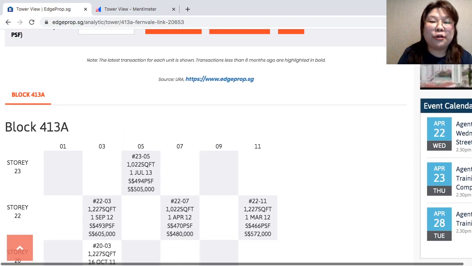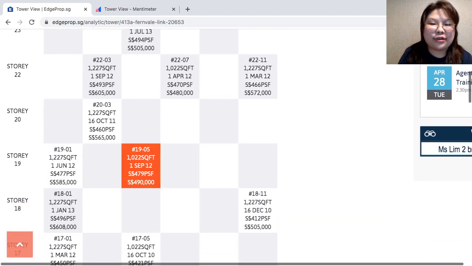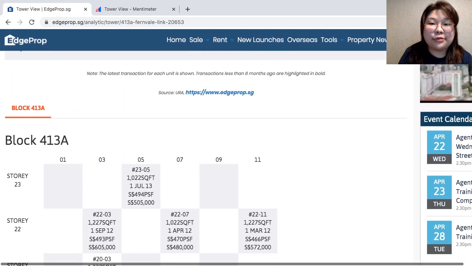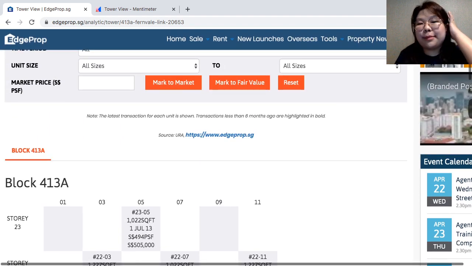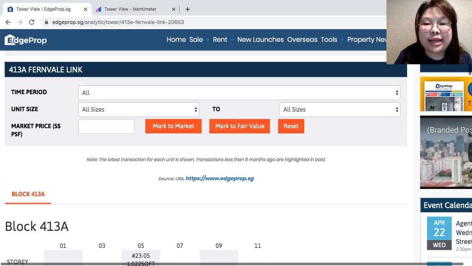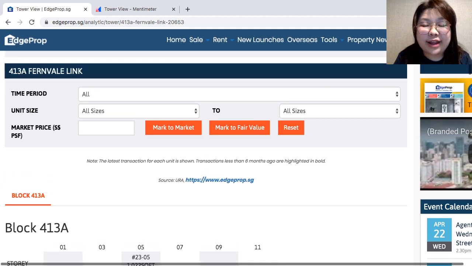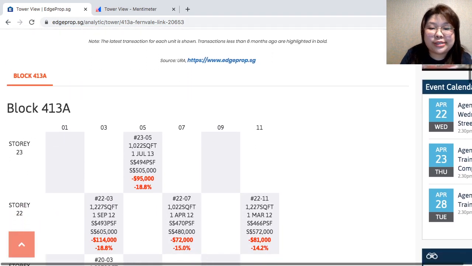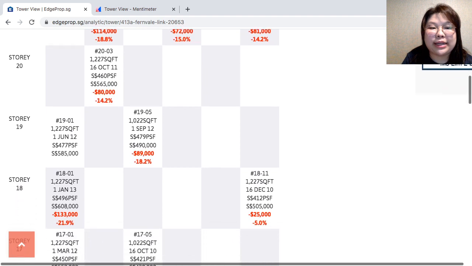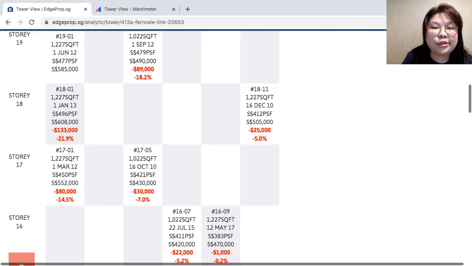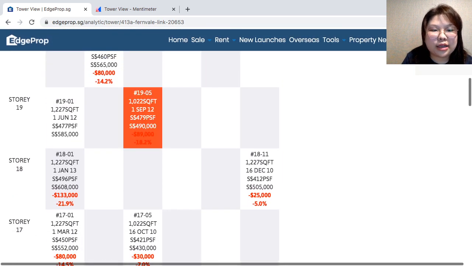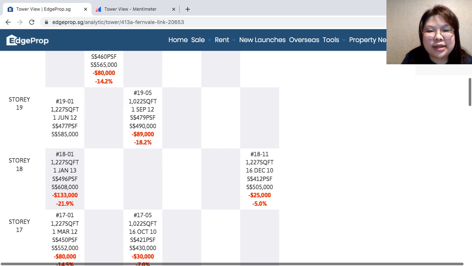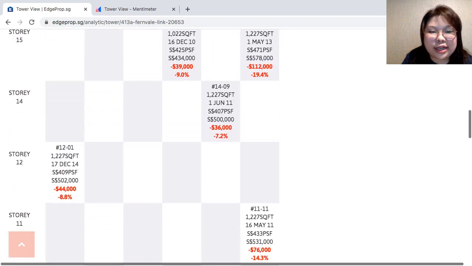Okay, so those that are in the resale market, of course it depends when they bought it. Then you'll be able to see whether they are going to make a profit or loss. So same thing, you can click mark to fair value, and only those units with resale transactions you can see whether they will be making a profit or loss. In this case you can see 1901 there isn't any similar transactions, so it's not showing up, but the rest, most of it are showing negative.